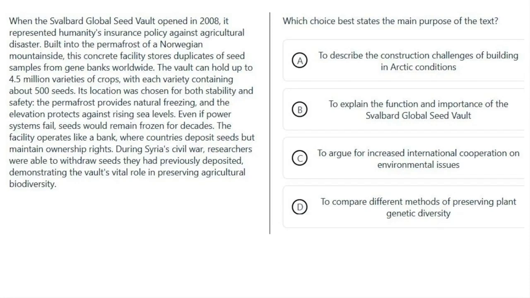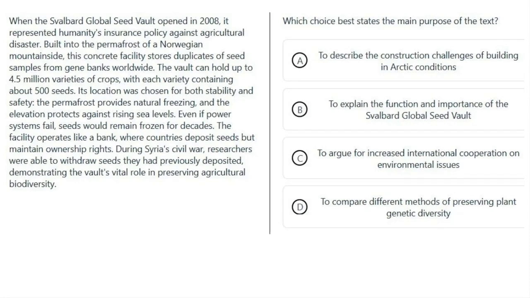When the Svalbard Global Seed Vault opened in 2008, it represented humanity's insurance policy against agricultural disaster. Built into the permafrost of a Norwegian mountainside, this concrete facility stores duplicates of seed samples from gene banks worldwide. The vault can hold up to 4.5 million varieties of crops, with each variety containing about 500 seeds. Its location was chosen for both stability and safety.